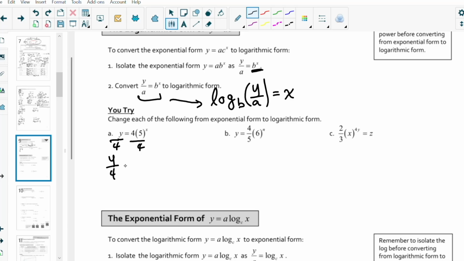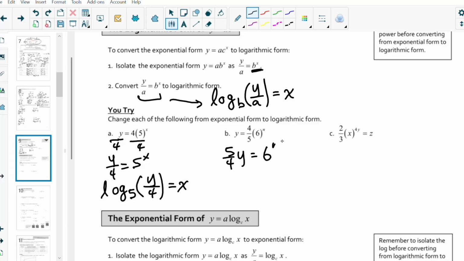So if I divide both sides by 4, I get y over 4 equals 5 to the x. Isolate the power before you convert to logarithmic form. So the log, the base is 5. The argument is y over 4. And the result is the exponent. Okay. Okay, give the next two a try.